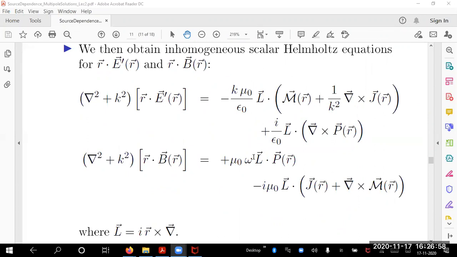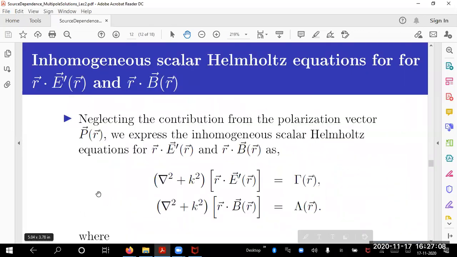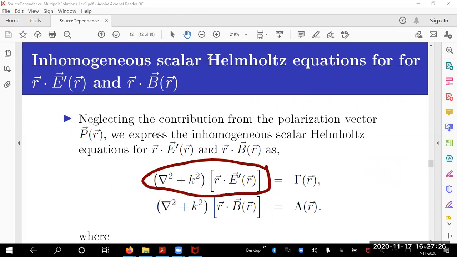So let me say, if I do continue with this, though you don't need to remember, I will not tell you, you remember these things. So once I do it, I will say, fine, I neglect the contributions from the polarization term. Neglecting the contribution of the polarization vector, I write it in this particular way. This you should remember. That is, I have del squared plus k squared r prime r dot E prime of r, that is equal to some gamma of r, which is a function of r. Similarly, this is some lambda of r.